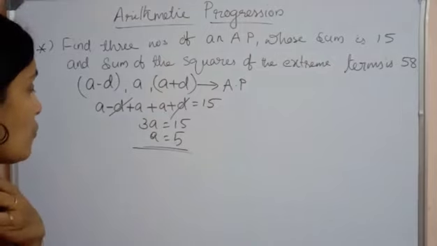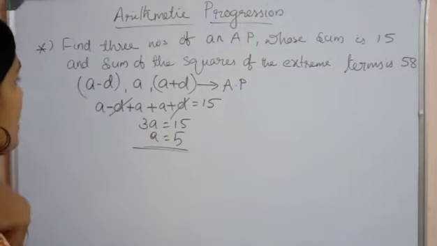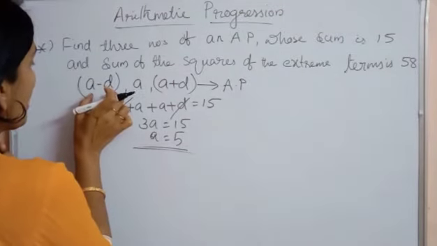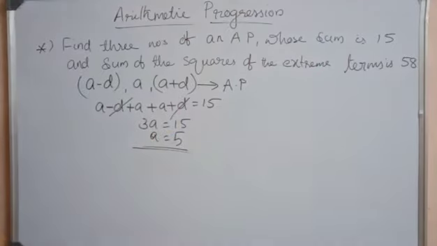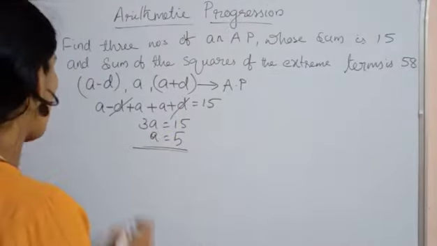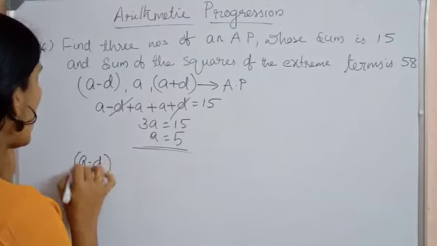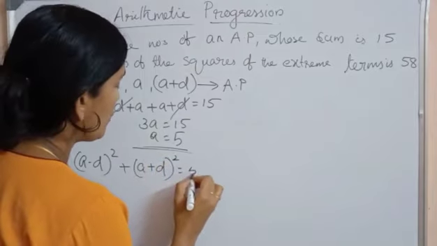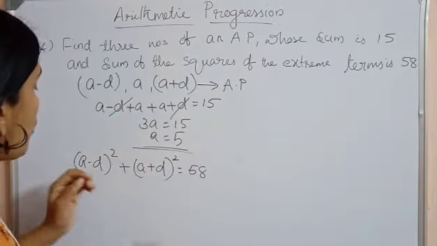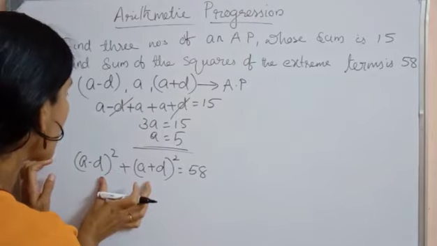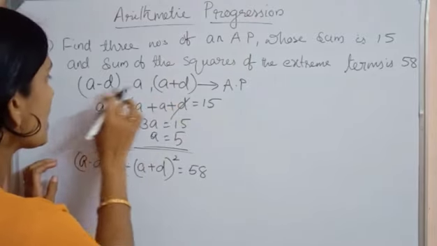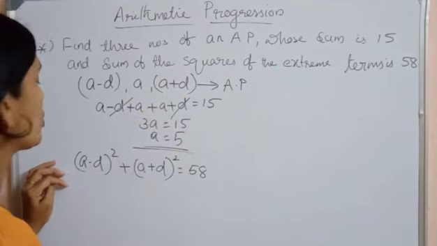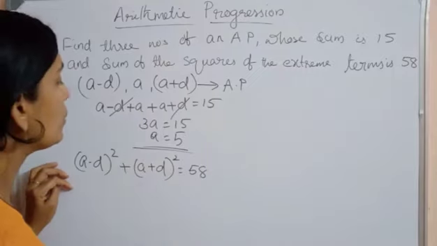Now the second condition you have to write. Look at the second condition: the sum of the squares of the extremes. Here the extreme terms are a minus d as well as a plus d. Sum of the squares of the extremes means a minus d the whole square plus a plus d the whole square is equal to 58. These are the extreme terms, and the squares of those two, a minus d the whole square and a plus d the whole square, their sum is equal to 58.